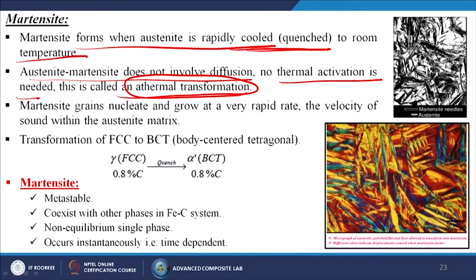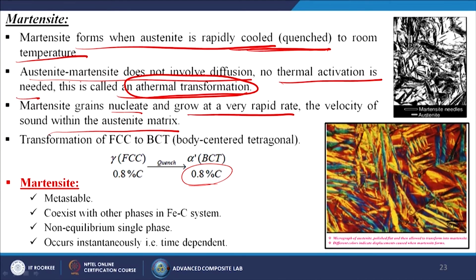Martensite grains nucleate and grow at a very rapid rate, the velocity of sound within the austenite matrix. Transformation of FCC to BCT, body centered tetragonal, how is it taking place? Gamma FCC with 0.8% of carbon, just when we do the quench, we get the alpha prime BCT. So, the carbon percentage is not going to be changed.